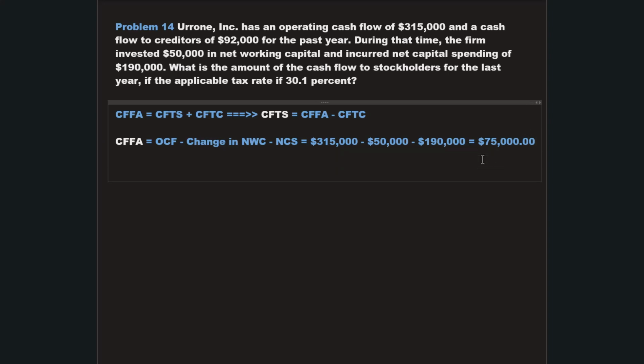So CFFA is indeed 75,000. Thus, CFTS, cash flow to stockholders, is CFFA, which is 75,000, minus cash flow to creditors, which is 92,000. Hence, we actually took $17,000 from the shareholders, or cash flow to stockholders is negative $17,000.